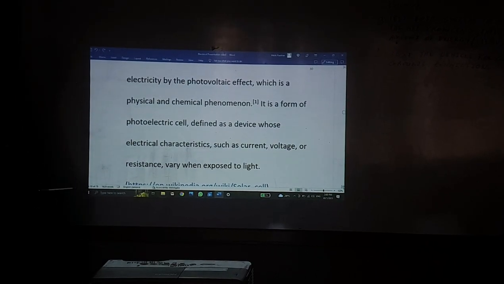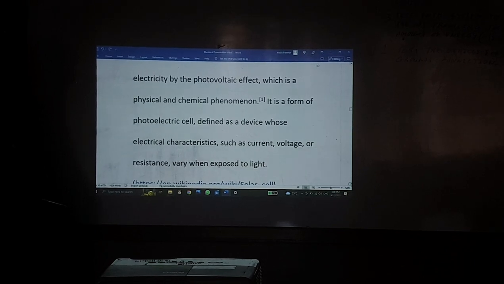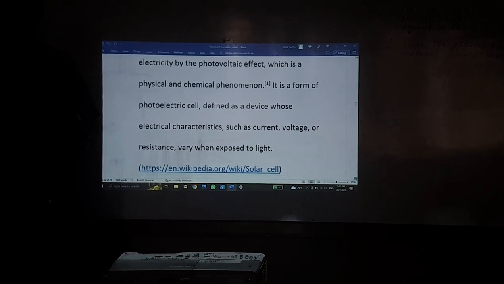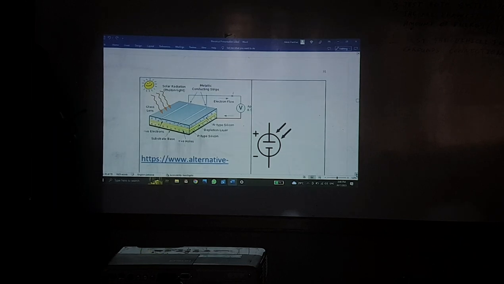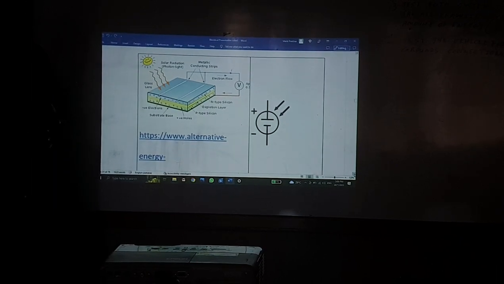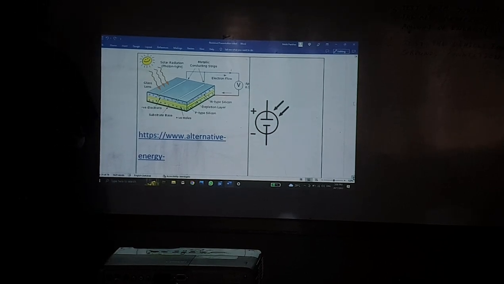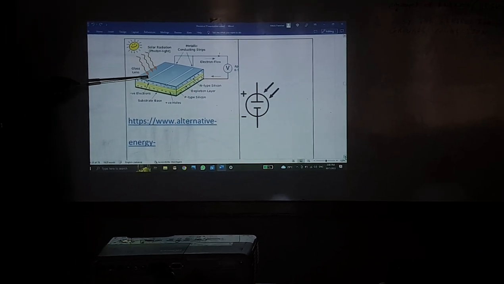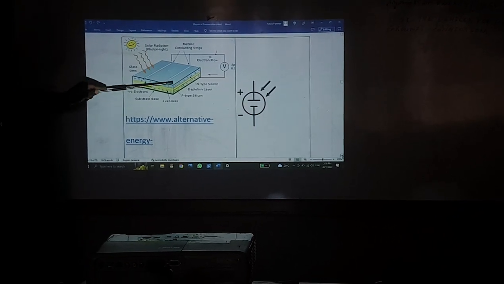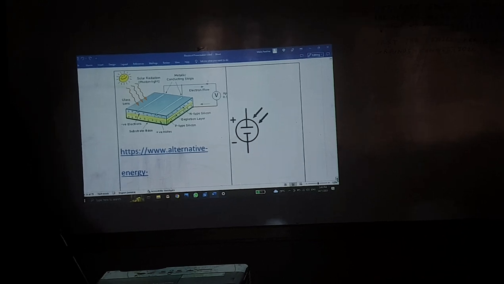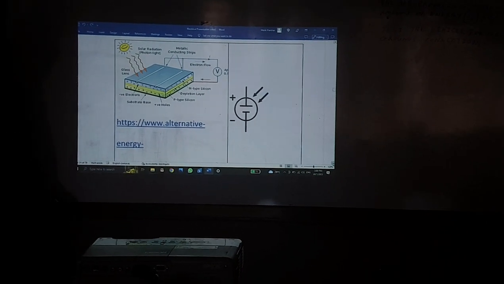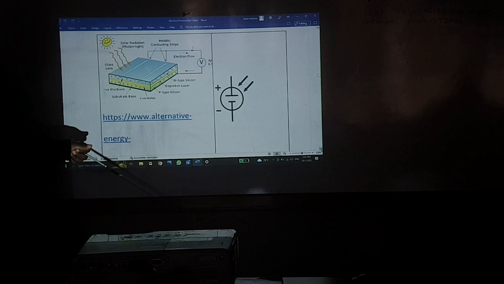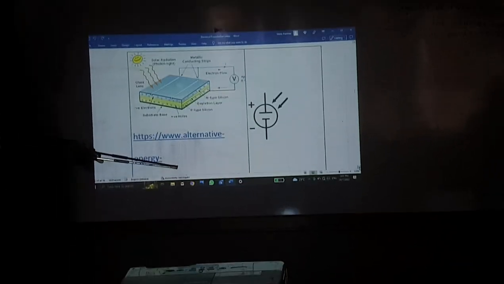In the form of a photoelectric cell, it is defined as a device whose electrical parameters such as current, voltage, or resistance vary when exposed to light. You remember, what material are photovoltaic cells made from? Conductor, insulator, or semiconductor? Semiconductor. Excellent. And here we have a semiconductor photovoltaic cell, with the sunlight. This is the cell, and these are the various parts. This is the electrical symbol for a photovoltaic cell. Alright. So we looked at magnetic induction, and we looked at photovoltaic cells.